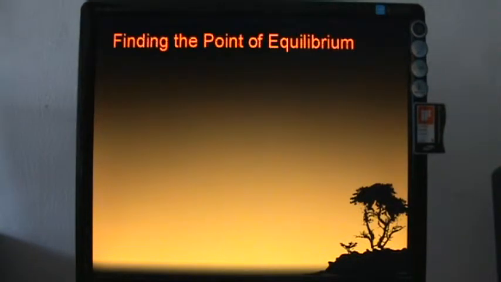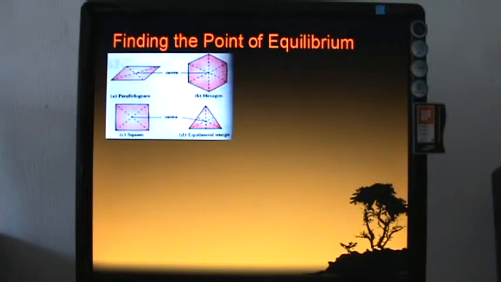So we encounter different types of objects in our life, and we need to find the point of equilibrium. Most regular objects like this help us find the point of equilibrium or center of gravity quite easily, simply by drawing. Because they are regular objects, we draw this and that. The intersection of two lines will give you the point of equilibrium, or you can call it the center of gravity. Even for this hexagon, the center is here. Square, center is here. Equilateral triangle, center is here.